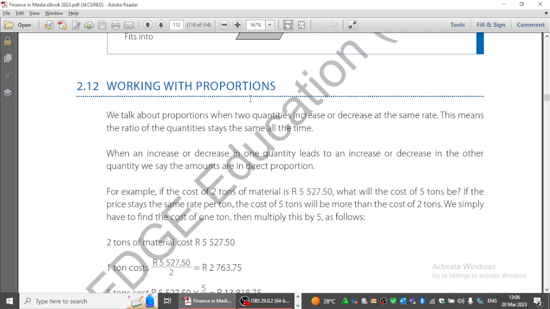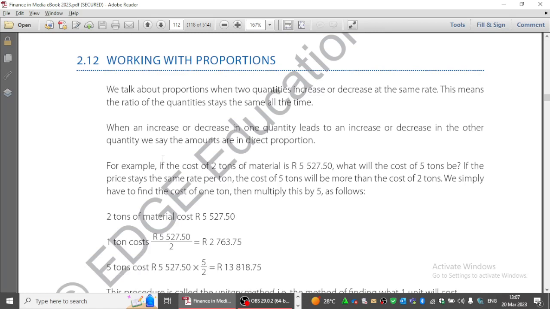Here it says that when an increase or a decrease in one quantity leads to an increase or decrease in another quantity, we say that these amounts are in direct proportion. We're going to use the following example: if the cost of 2 tons of material is 5,527.50, what will the cost of 5 tons be? Under this scenario, we're being asked: if 2 tons are worth 5,527.50, what will be the cost or worth of 5 tons?